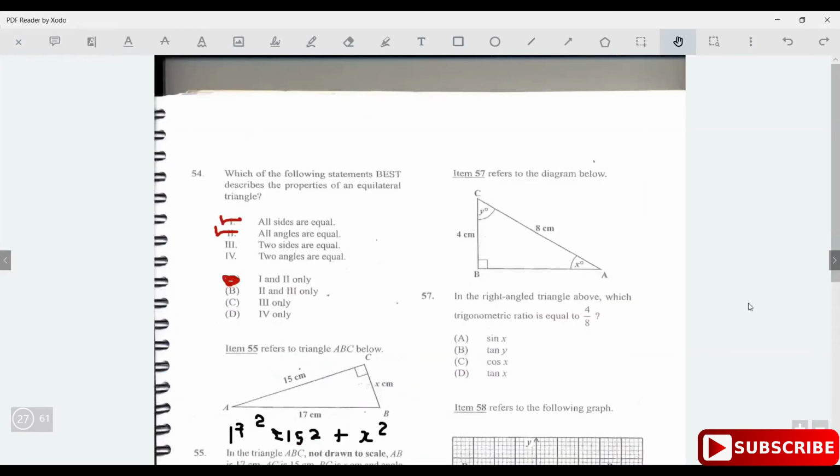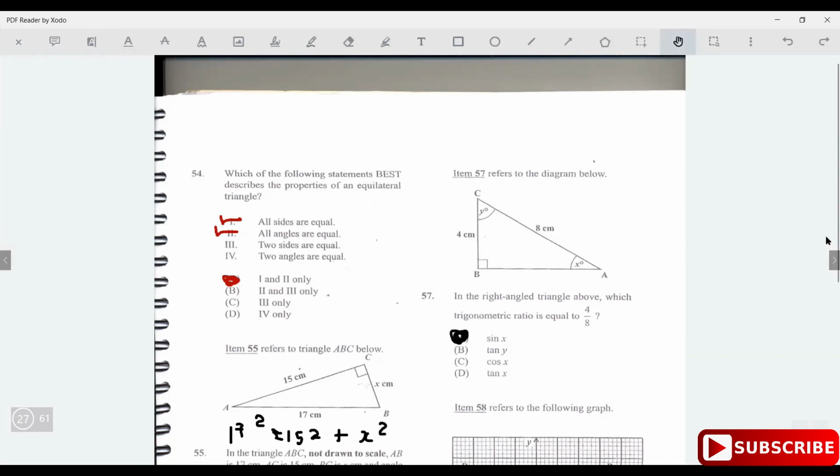Question 57. In the right angle triangle above, which trigonometric ratio is equal to 4 over 8? As you can see, 4 is the opposite to the angle x. And so sine of x is 4 over 8. That's option A. Nice.